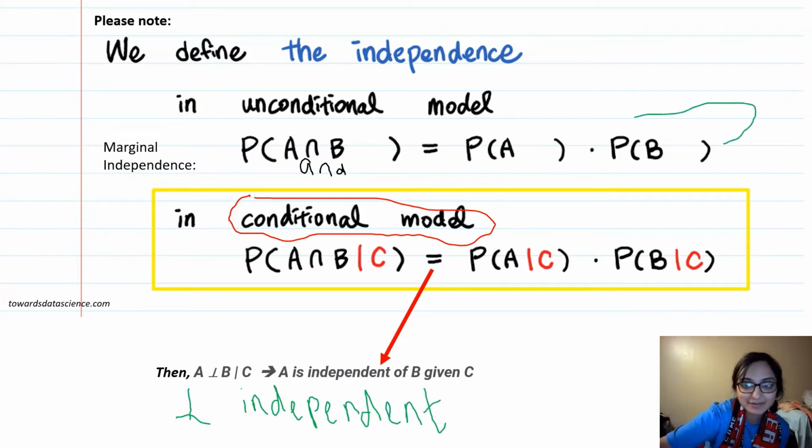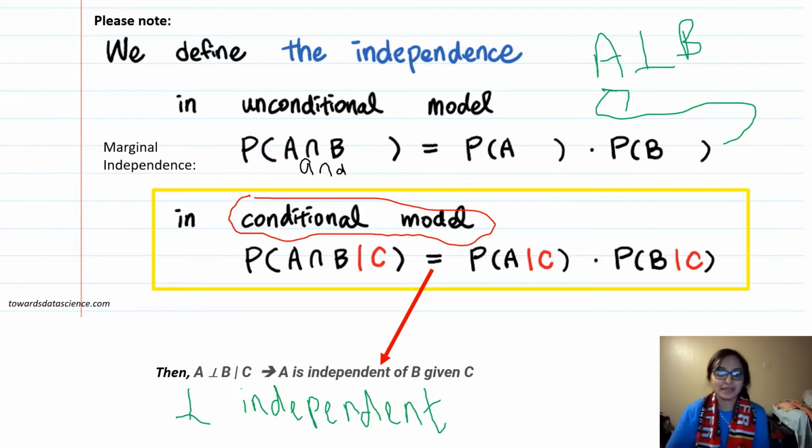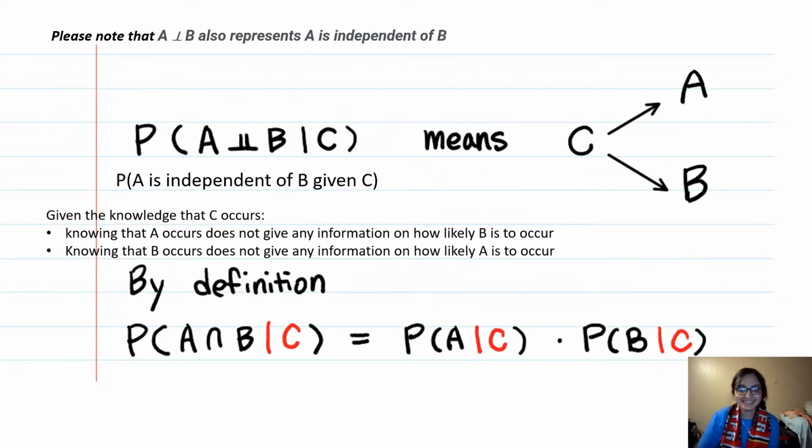This statement here, you could just say that A is independent of B. And from this one right here, we can see from the conditional model that A is independent of B given C. So again, this is what it means here. This caret, or this upside-down pi, means that A is independent of B given C. So given C, A and B are independent of each other.